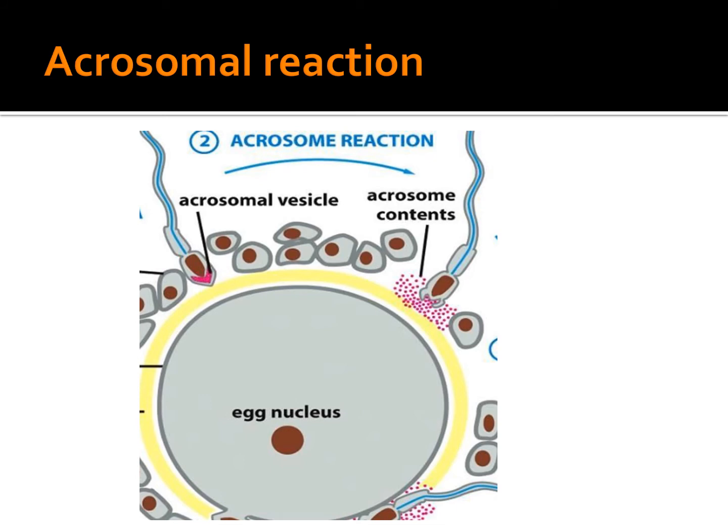Next is the acrosomal reaction. When the spermatozoon reaches the zona pellucida of the oocyte, some acrosomal contents are released from the acrosomal cap. Here in this picture, you can see the acrosomal content being released from the acrosomal cap. These contents enable the entry of the sperm through the barriers. This is called the acrosomal reaction.